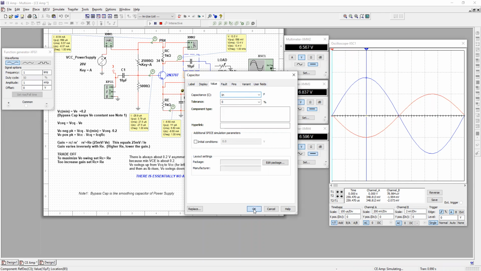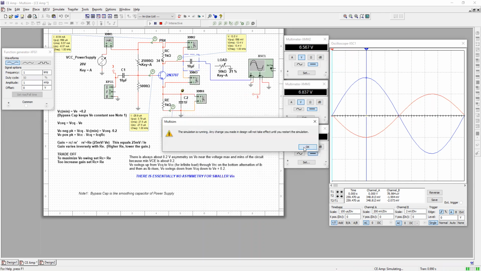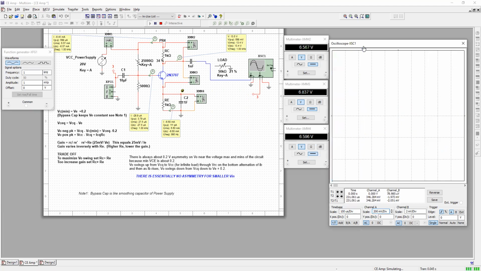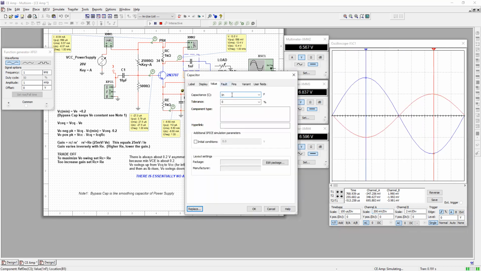1 nanofarad. We have to stop the simulation and go. Oh, look at that. So we expected it to choke. And well, we're seeing that we haven't gone low enough to really choke it yet. And it could be because our resistance is so large, right? Let's just go a little more extreme.